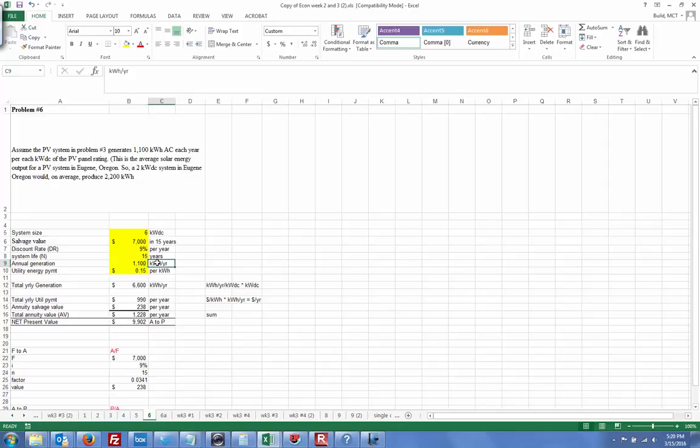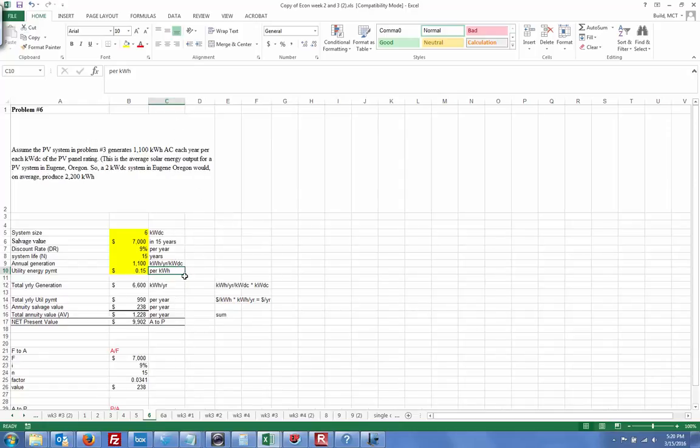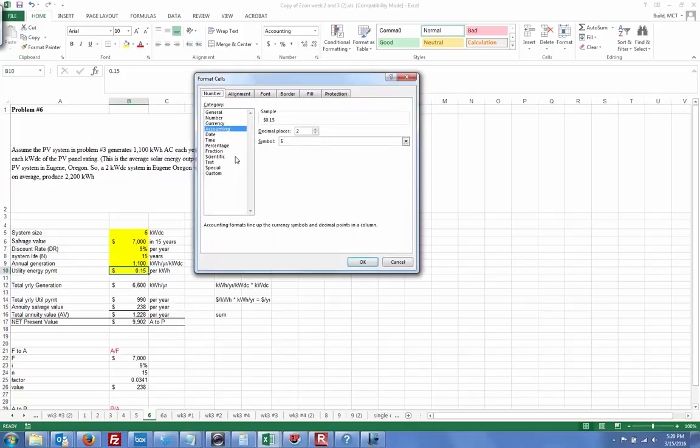And I think what we should probably write in here is per year, per kilowatt DC. It's a little more complicated than that, right? The utility is going to pay 15 cents per kilowatt hour. Let's see what that format is. Accounting puts the dollar sign way over there. Okay, fine, so fancy.